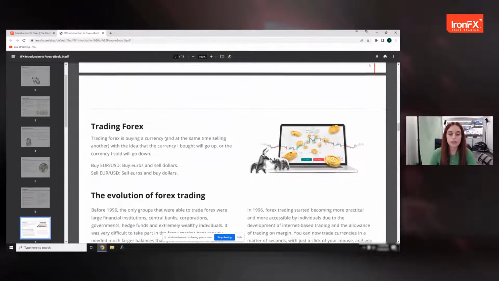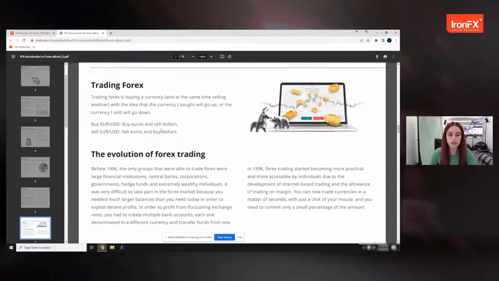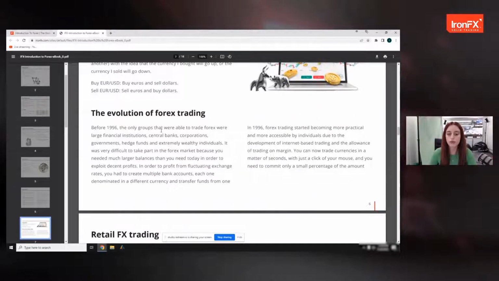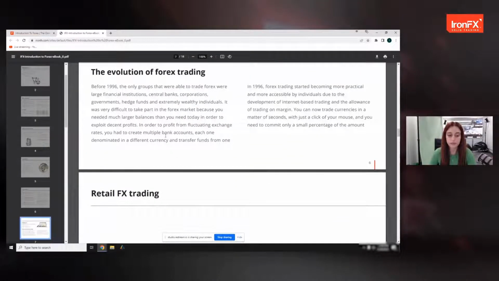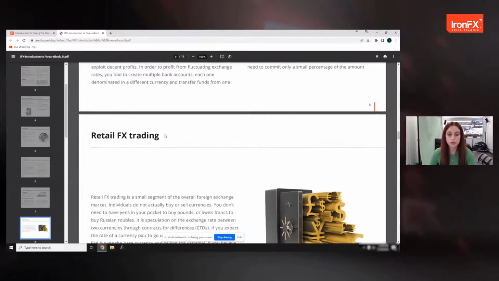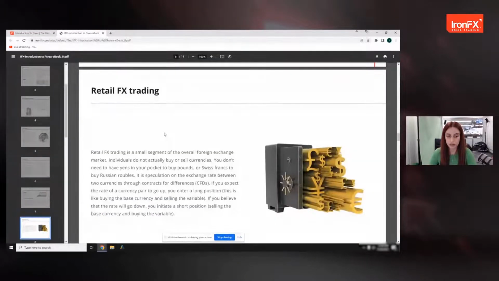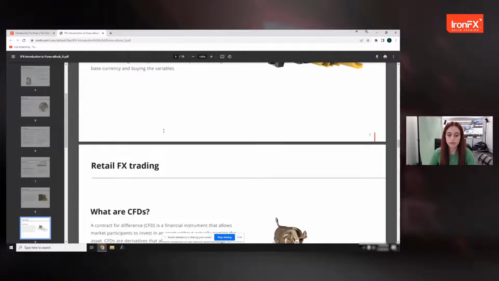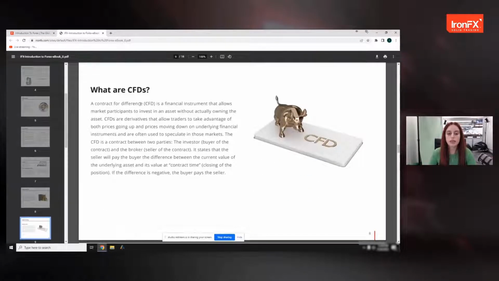Then again, here we have the trading Forex, the evolution of Forex trading. We move on to retail Forex trading. And then we have what are CFDs. CFDs is contract for difference. So basically, you see the explanation of it. This is very important. I do believe that you should pay attention to it.